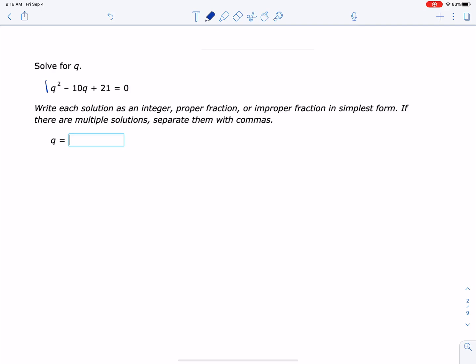Okay, my a value is 1, which means I can make a simple table where I'm looking for multiples of 21 that add together and make negative 10. So always include the sign that comes with it, okay? Let me kind of clear that off. So let's see, what comes to mind is 7 and 3. Now 7 plus 3 is positive 10, but I need a negative 10, okay? So that tells me I'm really close. All I need to do is go back and make my signs negative, because negative 7 and negative 3 still satisfies positive 21. And then add those together and I get a negative 10. So in factored form, that would be q minus 7 times q minus 3.